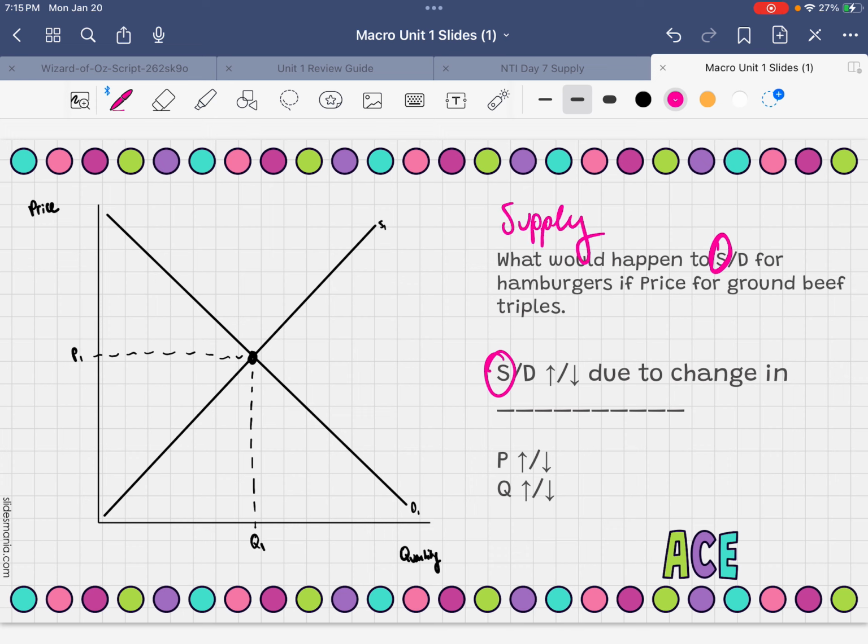Supply. And are they going to make more or less if their cost is triple? They're going to make less. Why? Think of your acronym for supply, which is thing. This is an input cost. What goes into making the hamburger? Ground beef. Due to change in input cost, a major increase in input cost means we're not going to make as much.